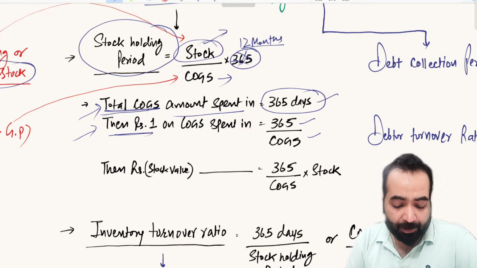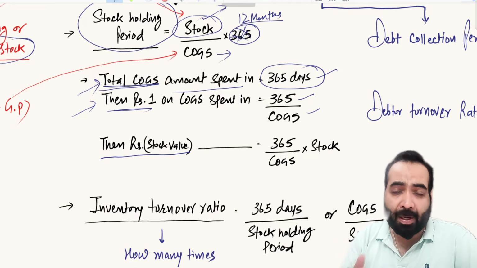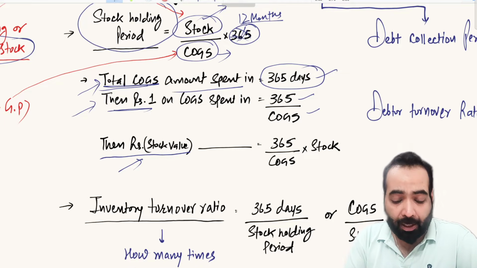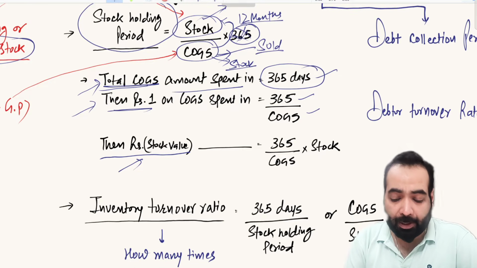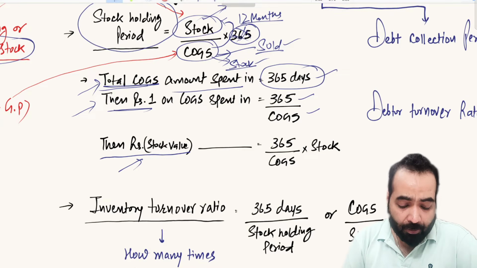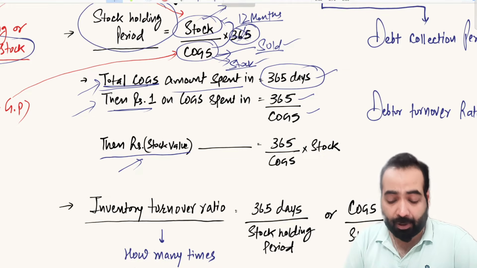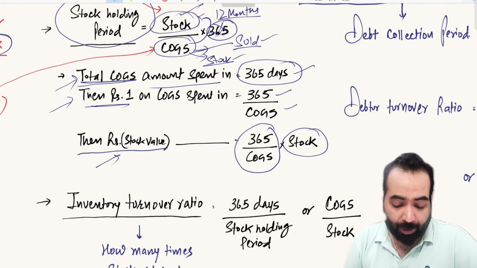It's pure simple mathematics. Now if I want to know how many days I took to spend the amount on the stock values, remember the stock is part of the COGS only. It comes out of the COGS only. So your COGS can either be sold or it can be in stock. There are only two treatments of COGS. It can either be sold or otherwise be in stock. So if I want to know how many days I took to spend this amount on stock, it is 365 divided by COGS into the stock value. That is your formula of stock holding period.